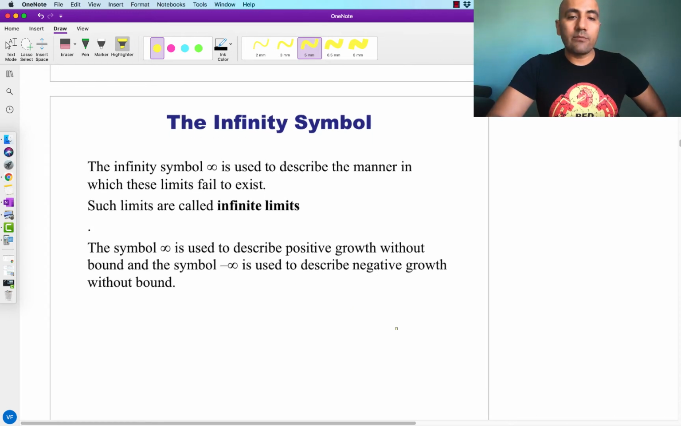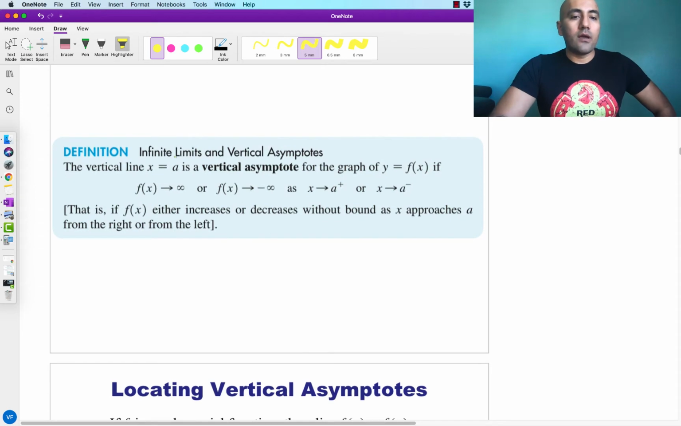Okay, so the infinity symbol is used to describe the manner in which limits fail to exist. Such limits are called infinite limits. The symbol infinity is used to describe positive growth without bound, and the symbol negative infinity is used to describe negative growth without bound.